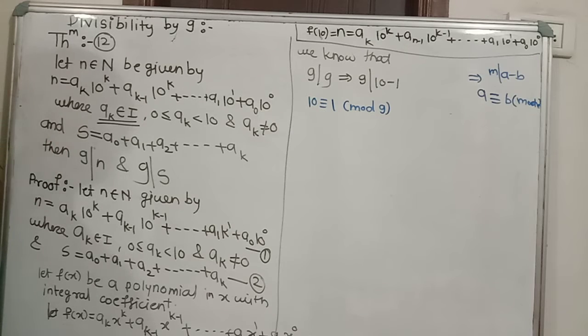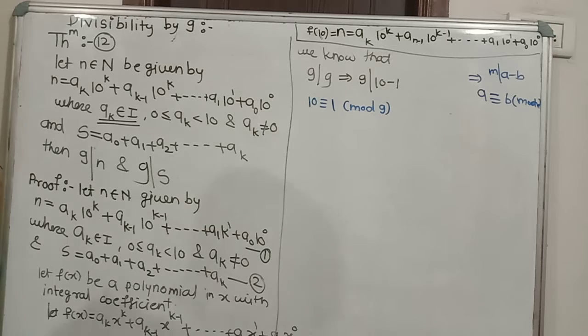Also given that s is the sum of a_0, a_1, and all a_k, k equals 0 to k. So s denotes the sum, and we have to prove that 9 divides n if and only if 9 divides s.